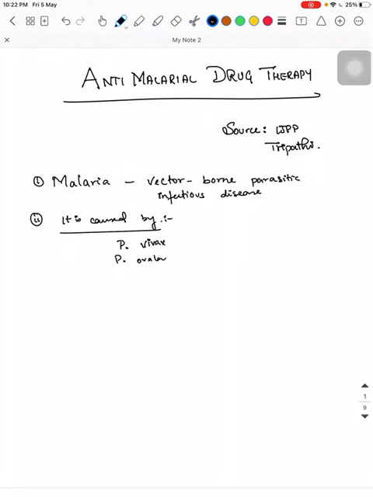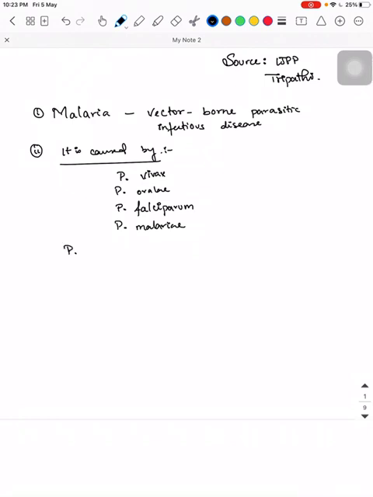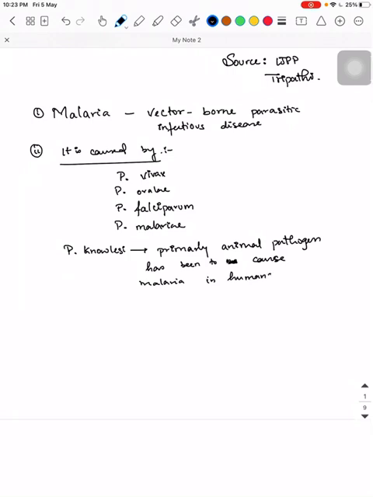It is mainly caused by 4 species. These are Plasmodium vivax, Plasmodium ovale, Plasmodium falciparum and Plasmodium malariae. The 5th species, known as Plasmodium knowlesi, is primarily an animal pathogen, but it has been reported to cause malaria in humans also.